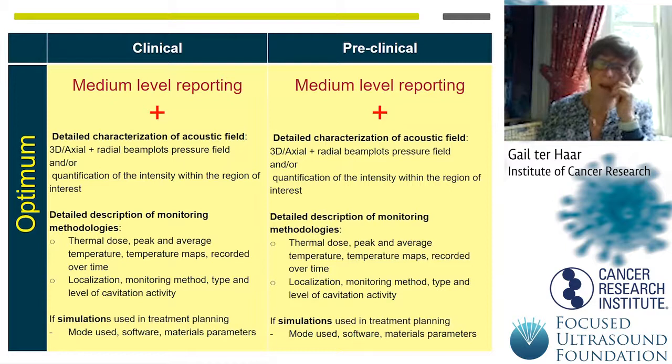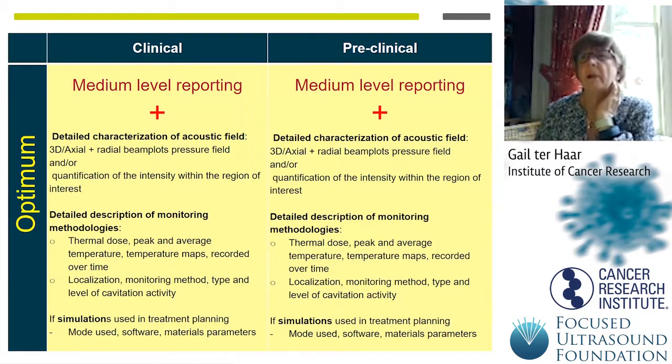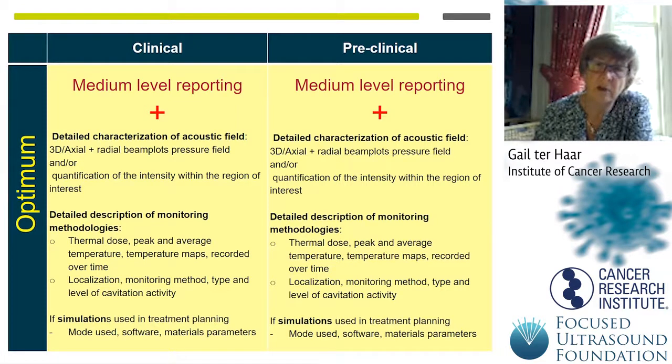And at the optimum, the Council of Perfection level, everything that's included in the medium level, of course, plus a more detailed characterization of the acoustic field. So either a 3D plot or an axial plot with some radial beam plots with their location being given very accurately, but especially quantification of the intensity and the pressure at the region of interest, so in the target volume. We need a detailed description of the monitoring methodologies.